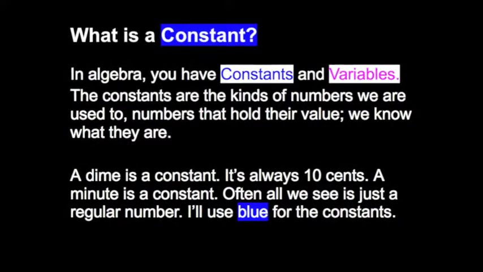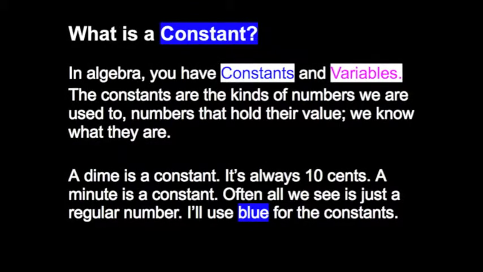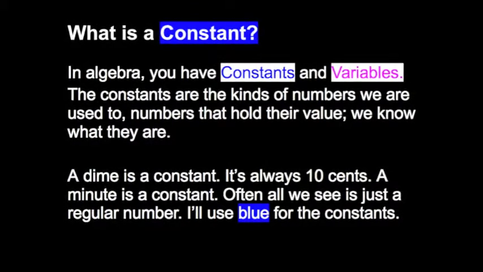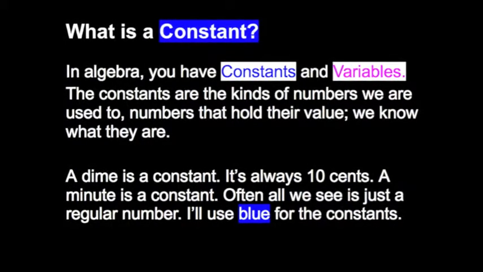A dime is a constant. It is always 10 cents. A minute is a constant. Often all we see is just a regular number. I'll use blue for the constants.